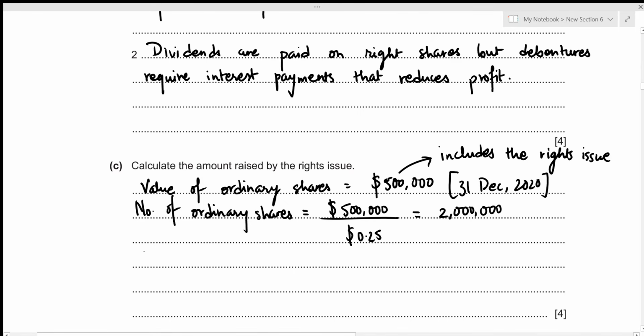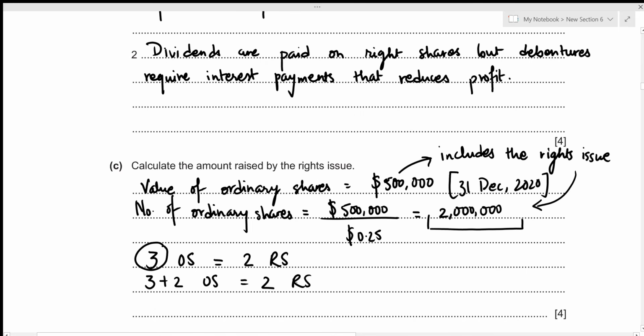Now initially what we know is that for every 3 ordinary shares, we are given 2 right shares. But this number of ordinary shares already includes the right shares as well. So we need to include the right shares here as well. This means that for every 3 plus 2 ordinary shares, because we are also including the number of right shares, there will be 2 right shares, right? So this just means that for every 5 ordinary shares, there are going to be 2 right shares.